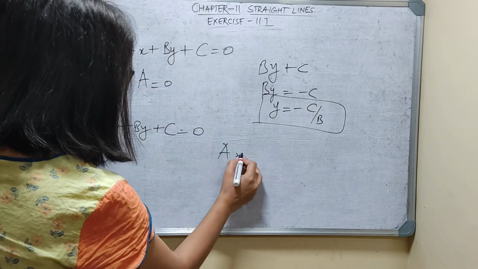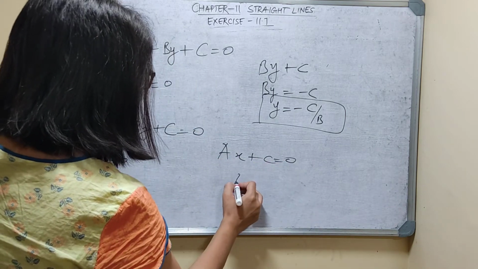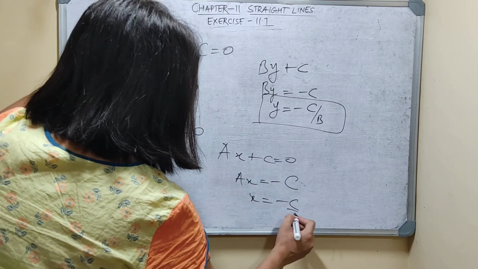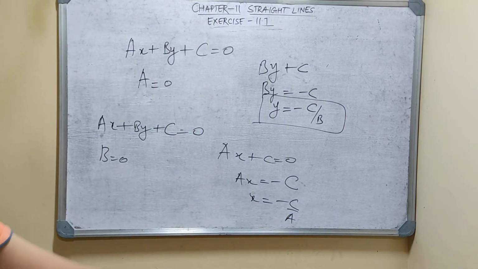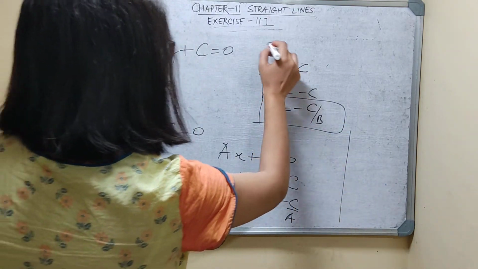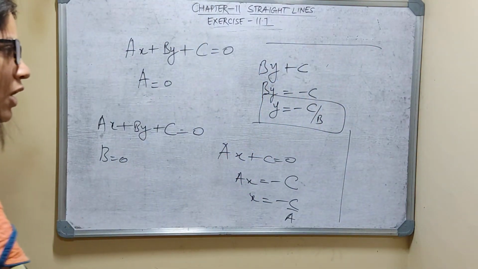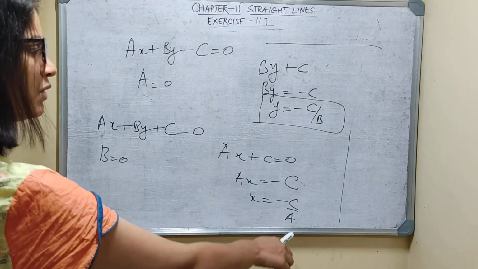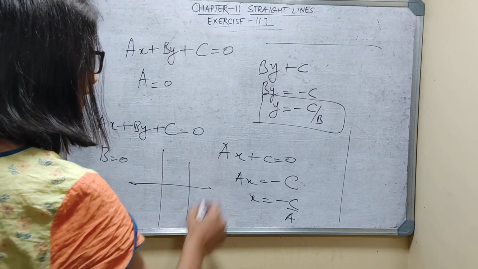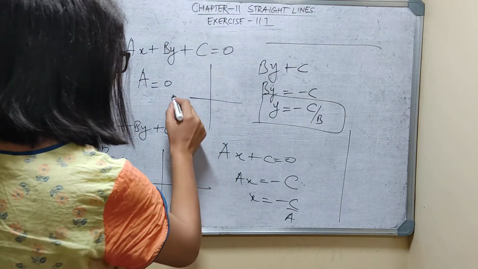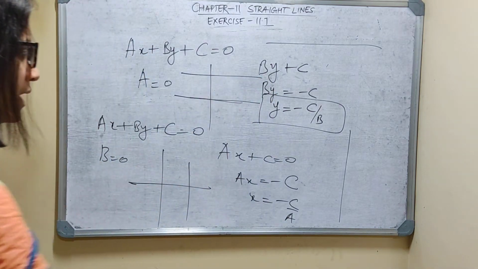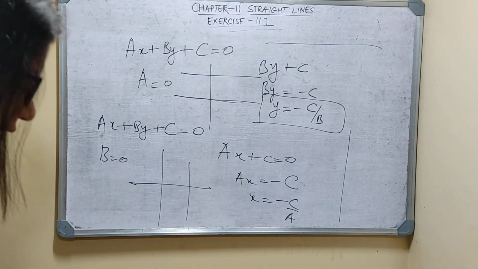So ax plus c is equal to 0. So ax is equal to minus c, x is equal to minus c upon a. It will represent a vertical line. Is it clear? x is equal to minus c upon a, and this is the coordinate axis. Then y is equal to minus c by b, so this will be a horizontal line, and this will be a vertical line.